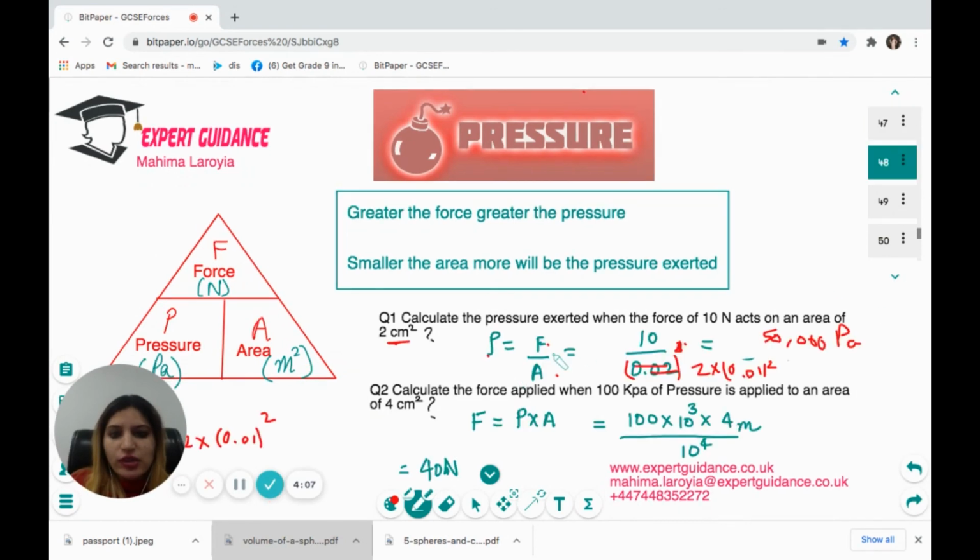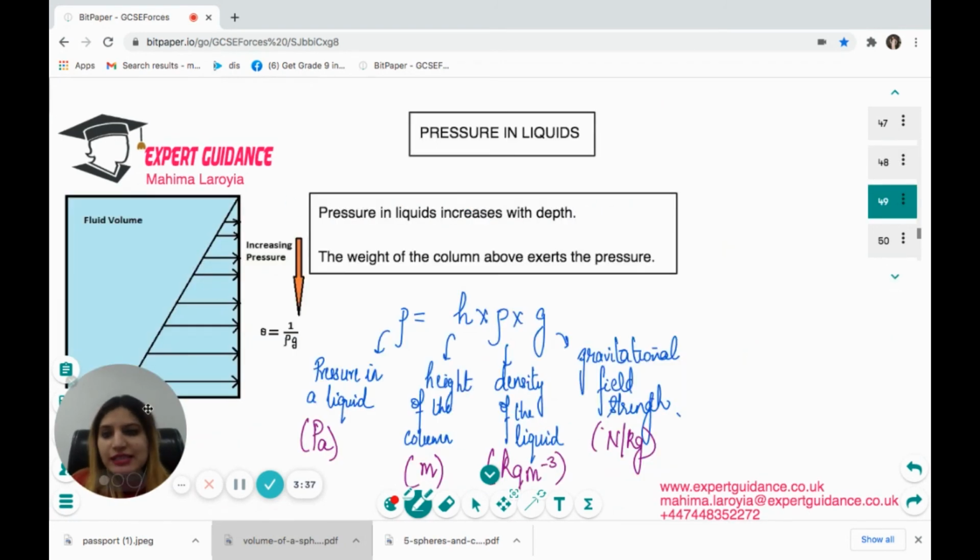So for the first question, we'll do force over area. Force is 10 newtons and area 2 centimeters squared is 2 times 0.01 squared. And the pressure would be 50,000 pascals. For the second question, the 100 kilopascals would be 100 times 10 to the power 3 pascals times the area, which is 4 centimeters squared. To convert it into meters squared, we need to divide it by 10 to the power 4. And when we do that, we'll get the answer 40 newtons. So I hope this is clear to you.